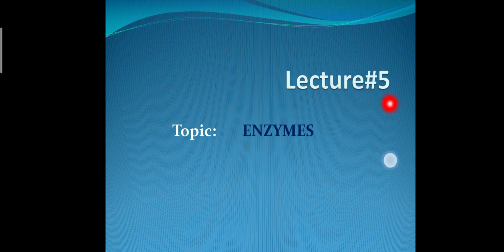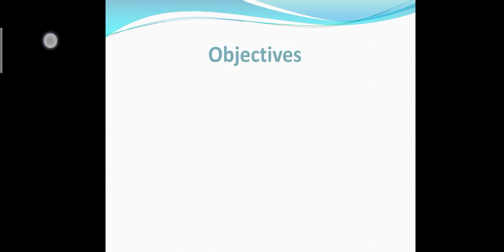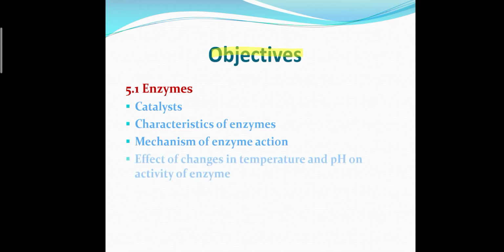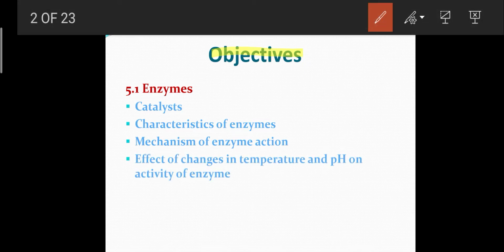It's our lecture 5 and in this lecture we will discuss enzymes. So the main objectives of today's lecture: we will discuss catalysts, characteristics of enzymes, mechanism of enzyme action, and the effect of change in temperature and pH on the activity of enzymes. So these are the objectives of today's lecture.